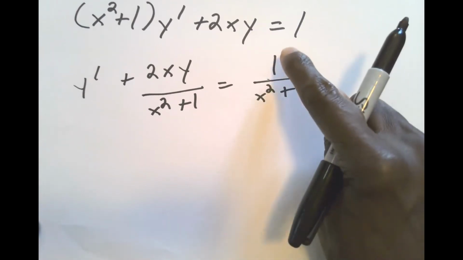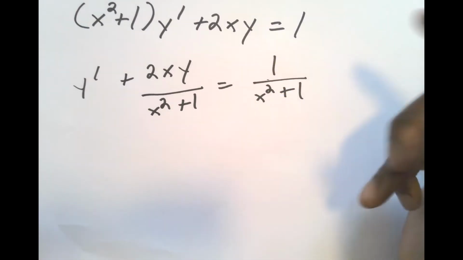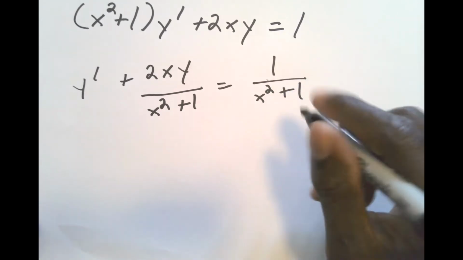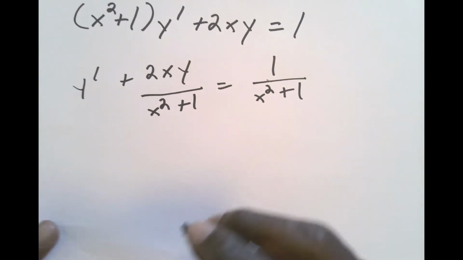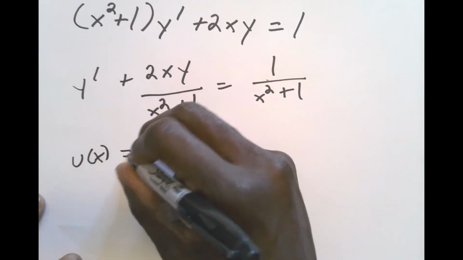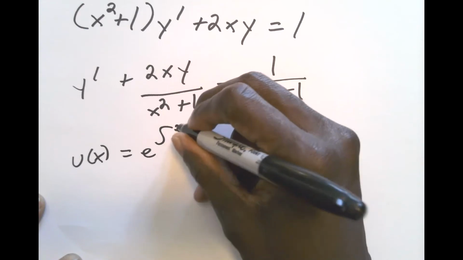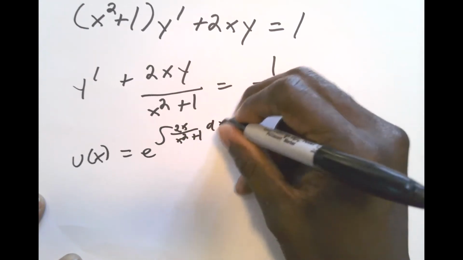You might be looking at this and think we're going to integrate and get some type of arctan. It's really not going to happen, but it's beautiful to see this right here. Okay, so let's go ahead and establish our integrating factor. Again, our integrating factor is e to the integral of our p of x. Our p of x is 2x over x squared plus 1 dx.